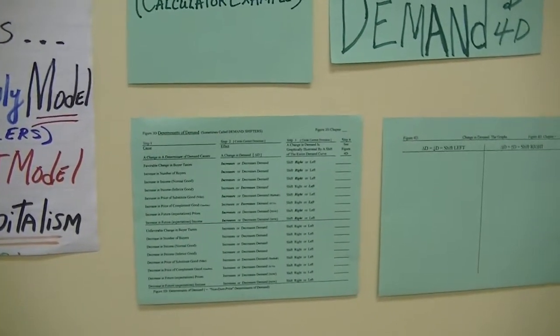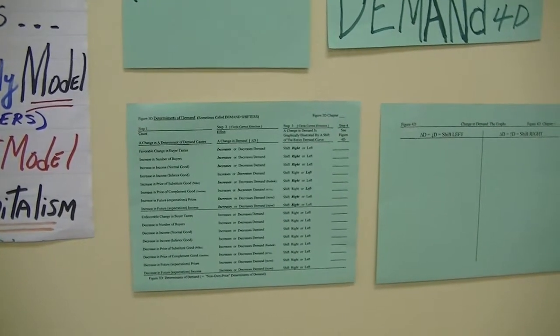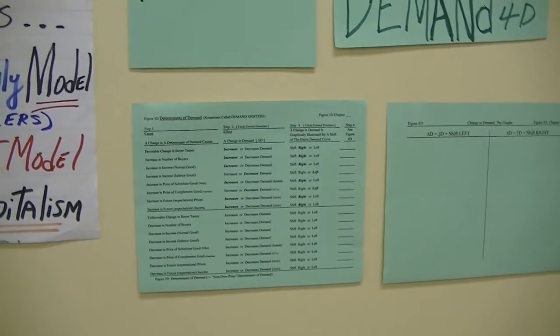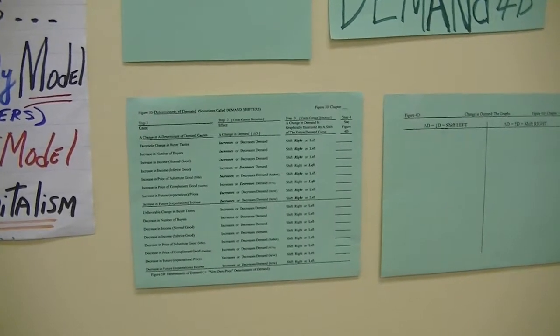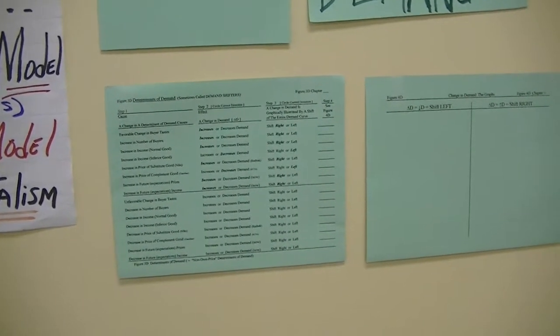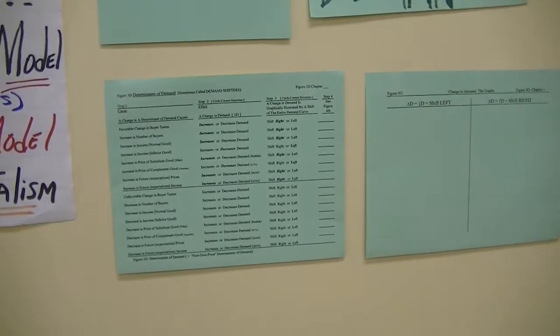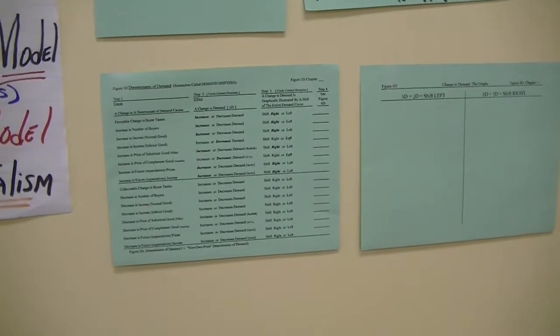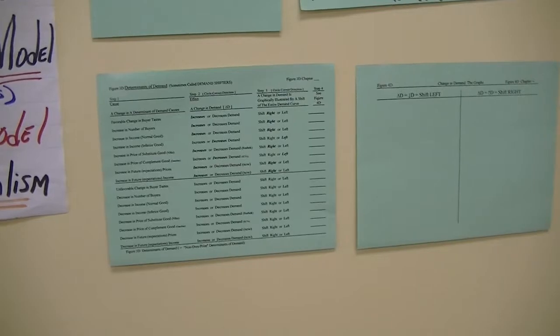Here is the 3D handout. So on the top half, the determinants are listed on the left. Then how does that change demand? And then what happens to the graph? And we'll try and write in some notes for what happens on the 4D thing.